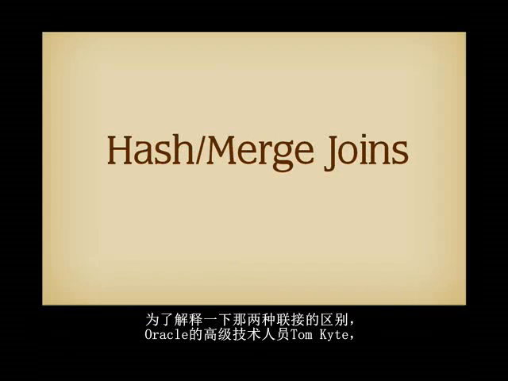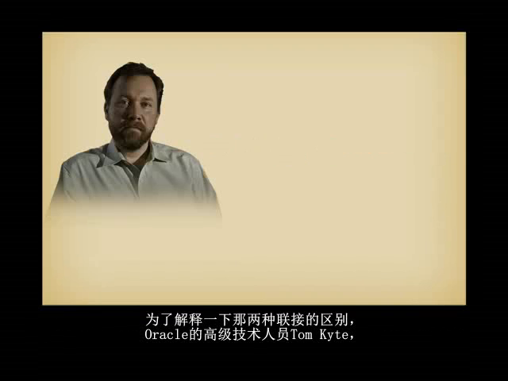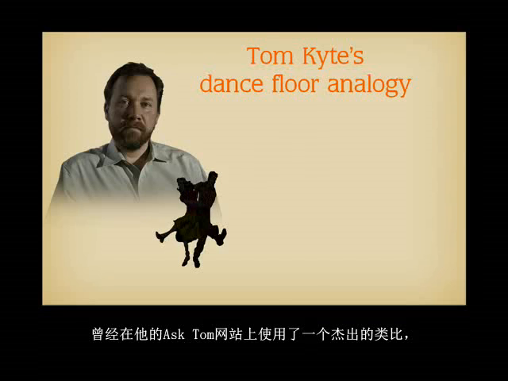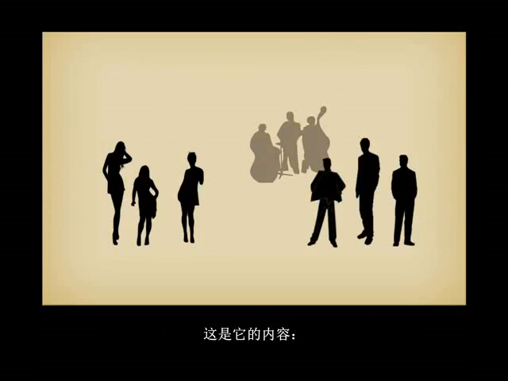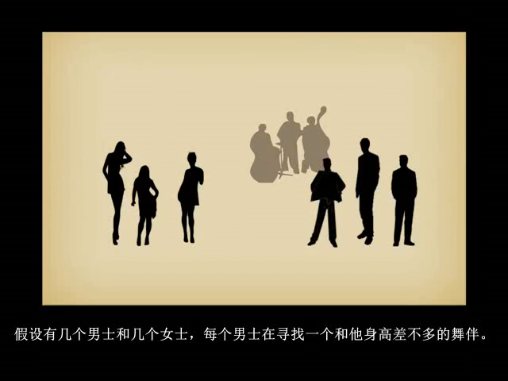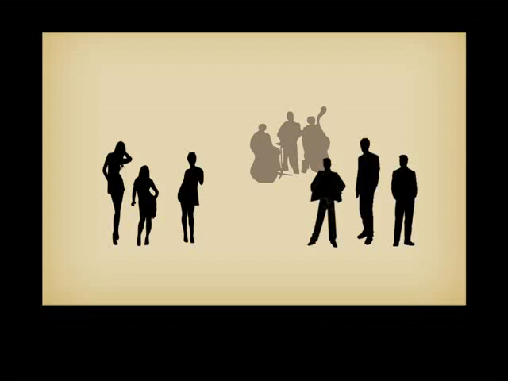To explain the difference between those two categories of joins, Tom Kyte, who is senior technologist with Oracle, once used an excellent analogy on his popular Ask Tom site. I've tried to illustrate Tom's dance floor analogy. Here is how it goes. Suppose that you have a few guys and a few girls. Each guy is looking for a partner of about the same size as himself.